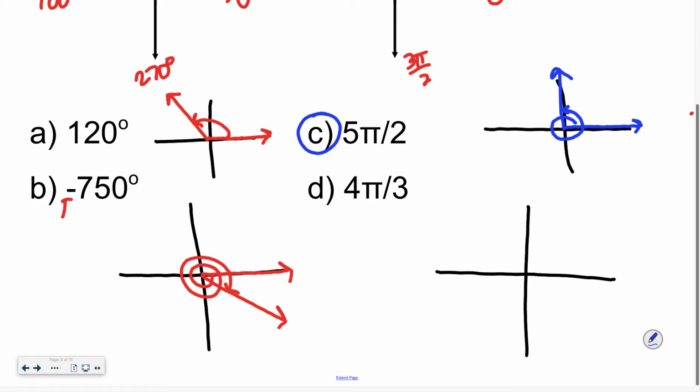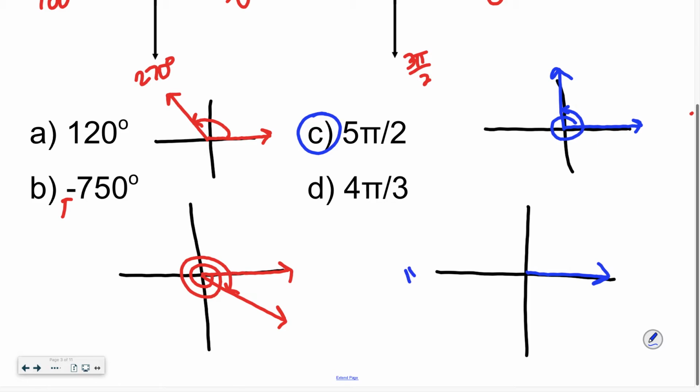Okay, 4 pi over 3. I know that was one of our angles on the circle. Now, is 4/3 bigger than 2? No, it's smaller than 2, but is it bigger than 1? Okay, 4/3 is bigger than 1, but it's still smaller than 1.5, right?